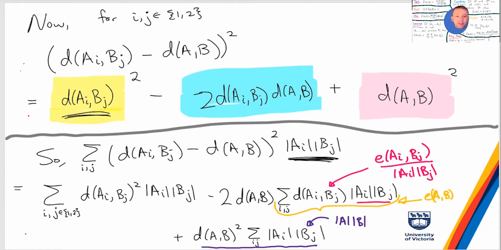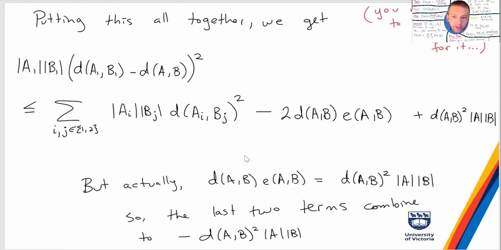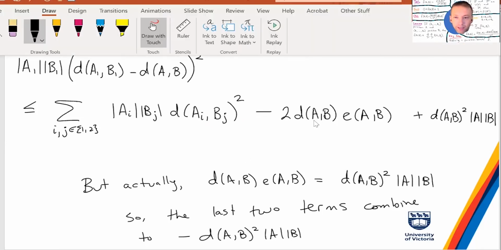Am I going too fast, or is this okay? Okay. And then the first term, that's not so bad either. This is just repeating the two easy things here: this was just E(A,B), and this was just A times B. I've just substituted the things that we calculated last time for these terms.